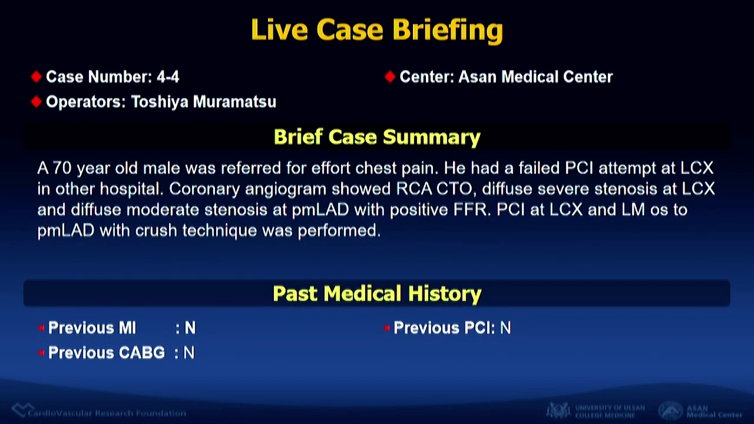Actually, he failed PCI for the circumflex, which was not a CTO, in another hospital, and he was referred to our hospital. His coronary angio showed triple vessel disease, including RCA CTO, a significant stenosis at the proximal circumflex, and a diffuse stenosis at the LAD, with a positive FFR at the LAD. So we already fixed the circumflex and the LAD, and we're trying to do the RCA today. The left main, LAD and circumflex were fixed with the crush technique.